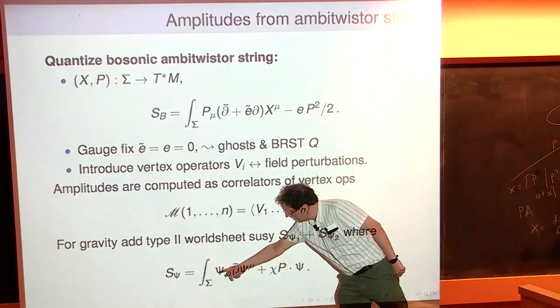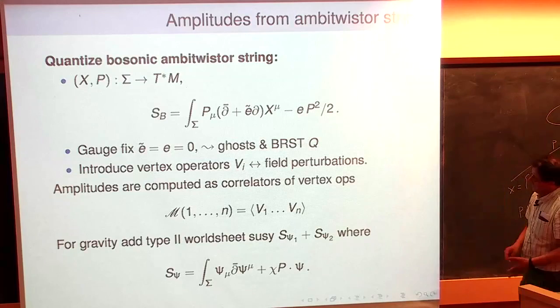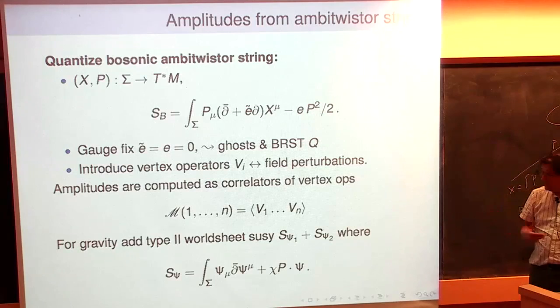So the X has two lots of psi that go with it. And this is gauged as well, so there's some supersymmetry there. And that also goes into the gauge fixing and ghosts and everything. And you get a theory that's critical in 10 dimensions.